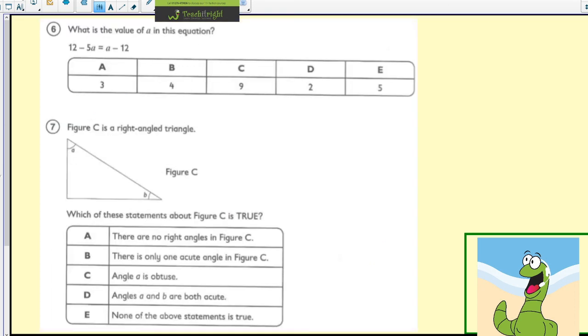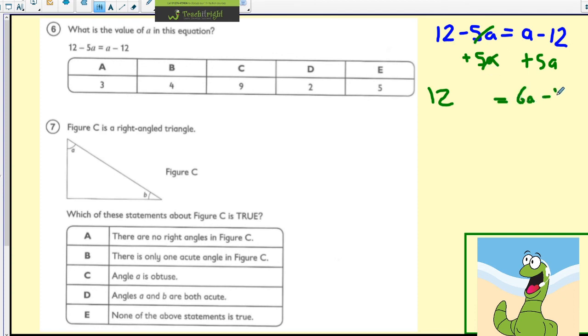Right, number 6. What is the value of A? So let's write it out. First step, my rule with this is always to move the smallest value of A onto one side. In this case, it's the -5A, so I want to move that and get rid of it. I'm going to add 5A to both sides. And that's going to result in this. It's going to result in 12. These cancel out, being equal to 6A minus 12.